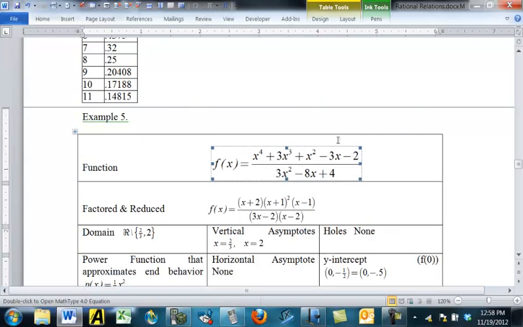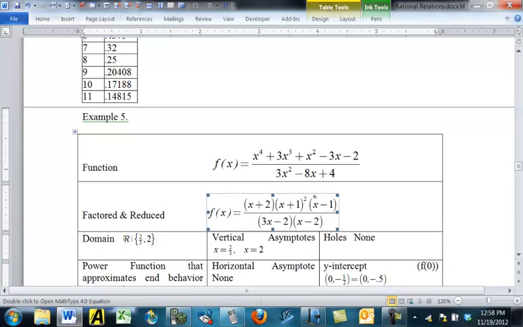Let's do another one. Alright, this gets kind of big in the top. We've got a 4th degree polynomial on top and a 2nd degree in the bottom. So factor the top out. Well, this one's a little harder to factor, but you might just graph it first and then see the factors. This indicates it crosses the x-axis at negative 2, negative 1, and 1.